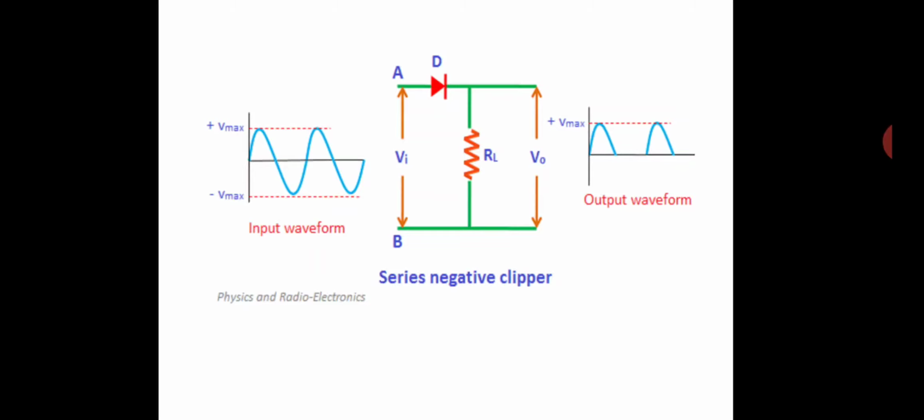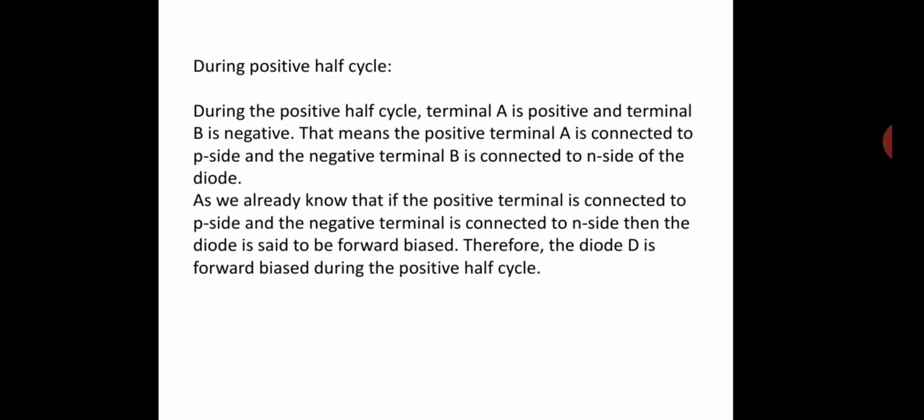When input is positive, then A point is positive, B point is negative. We can say Vi is positive. Terminal A is positive and terminal B is negative. That means the positive terminal A is connected to P side and the negative terminal B is connected to N side of the diode. As we already know, if the positive terminal is connected to P side and the negative terminal is connected to N side, then the diode is said to be forward bias. Therefore, the diode D is forward bias during the positive half cycle.